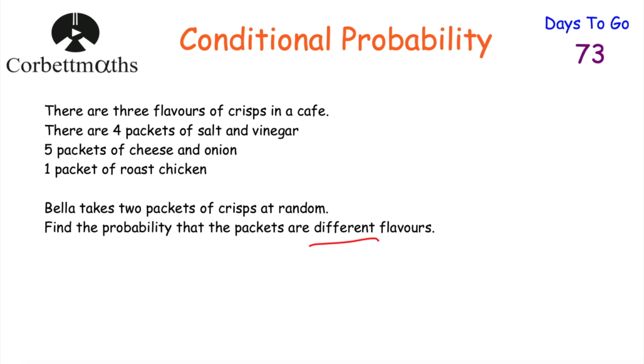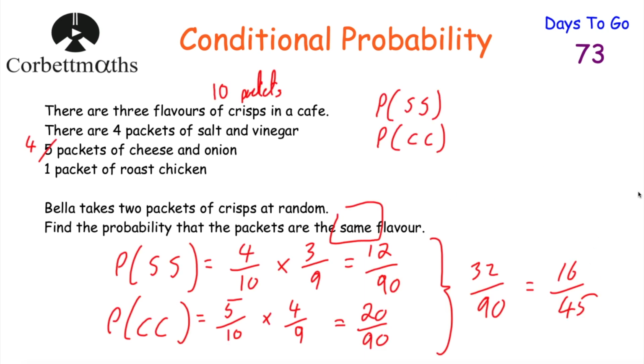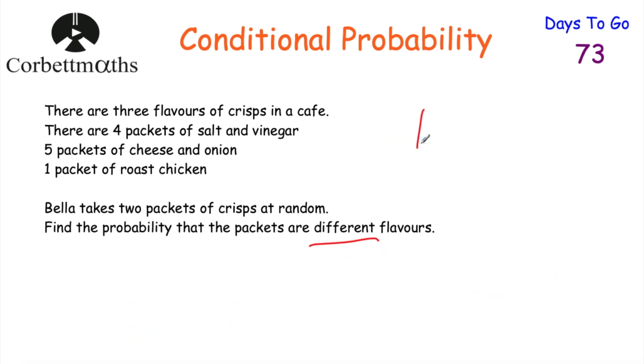So that means if we just take the probability of them being the same flavour, the 16/45, away from 1, so if we do 1 take away 16/45, the answer will be the probability that they're different flavours. So 1 take away 16/45 is equal to 29/45. So that means the probability that they're different flavours is equal to 29/45.